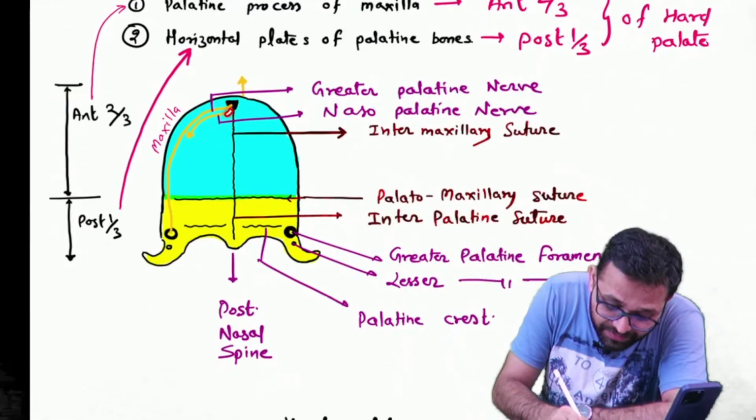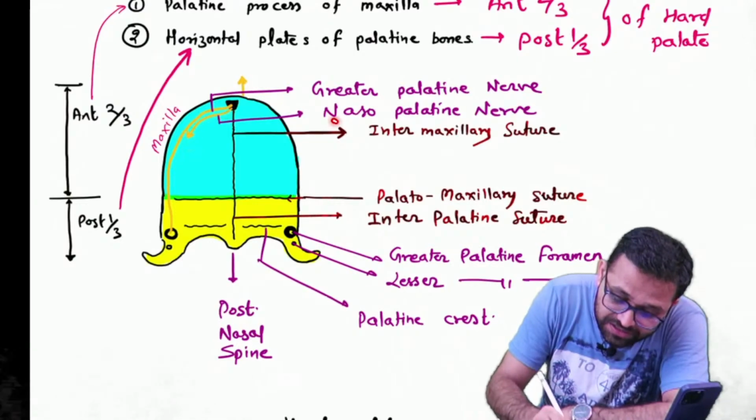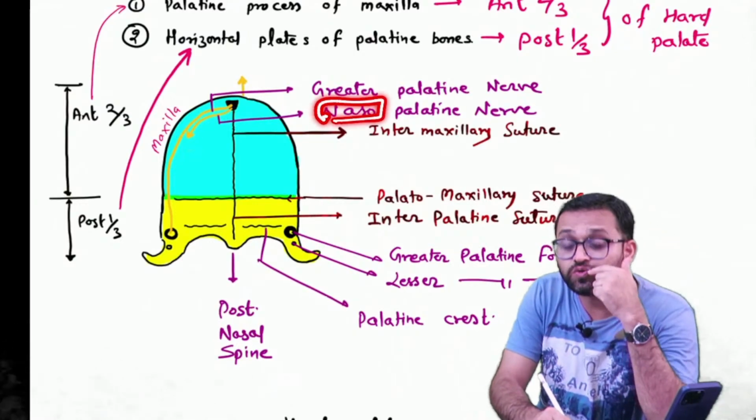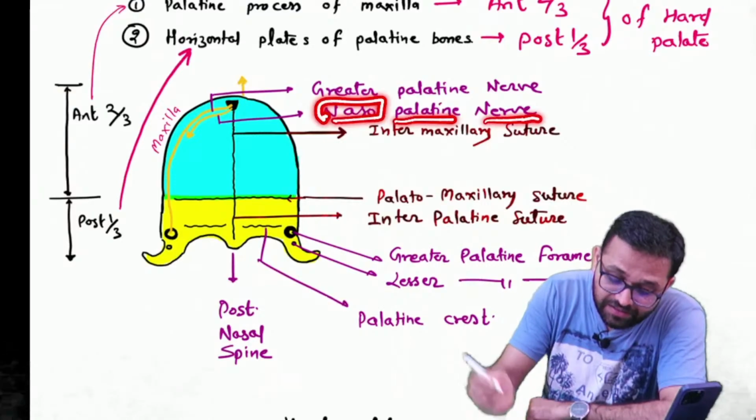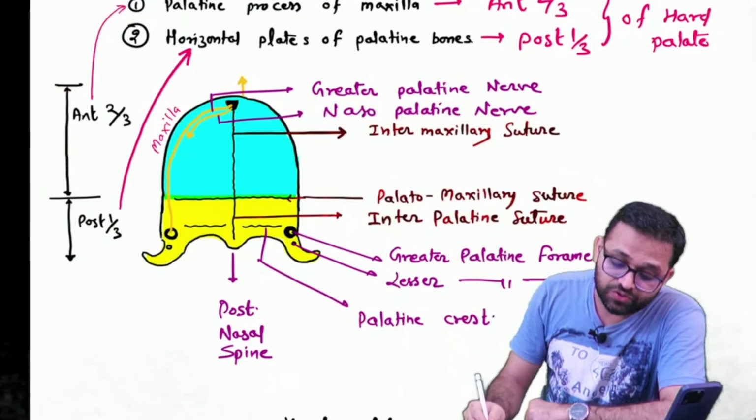So one nerve is coming from above to down. Sir, this is our nerve coming from the nose to the palate. So this is the nasopalatine nerve. Getting the point? So these are the points.